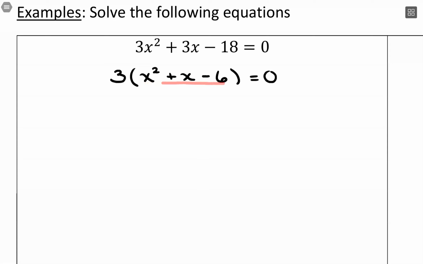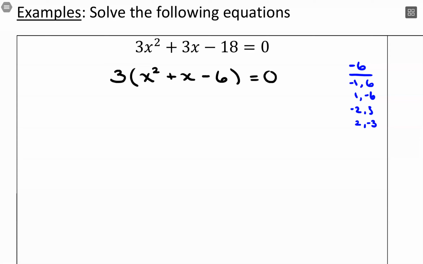Alright, so here I have a trinomial that I want to factor, and just as a review of our factoring methods, this is a case where we have 1 in front of x squared, so I would look at the factors of negative 6. So I would have negative 1 and positive 6, 1 and negative 6, negative 2 and 3, and positive 2 and negative 3.